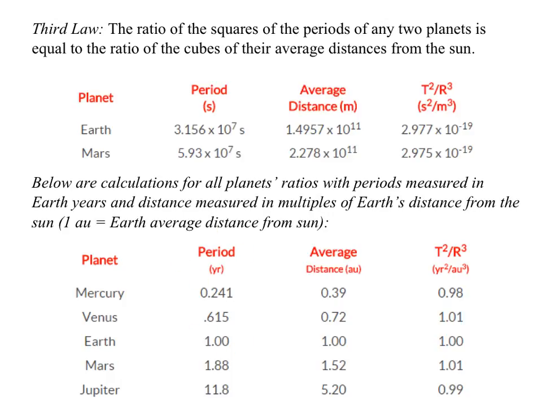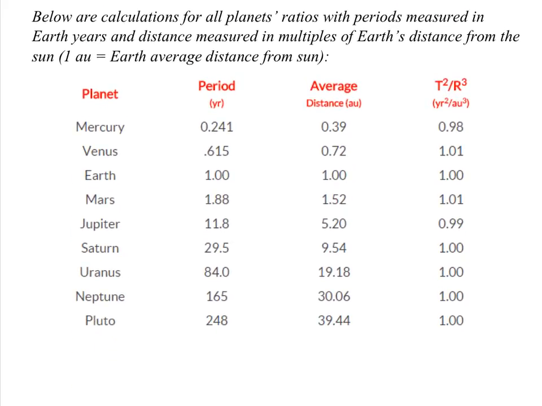It's 1 Earth year. Mercury is like a quarter of an Earth year. Venus is 6/10 of an Earth year. Mars is almost 2 Earth years. When we get further out, what we're going to notice here now is, take a look: Pluto, to go around the sun, takes 248 years.